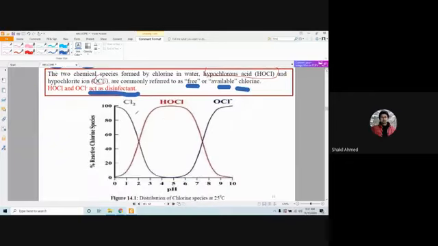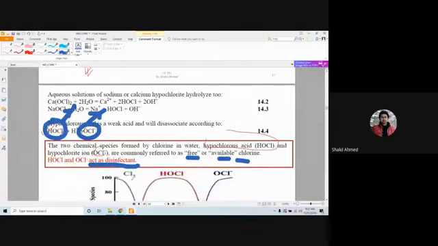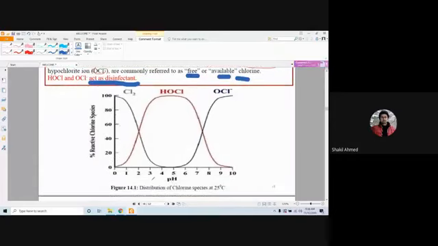Now, if you add chlorine into the water, which species will you get? Either hypochlorous acid, or hypochlorite ion, or chlorine itself. It depends on the pH of the water. This figure shows pH on the x axis and on the y axis the percentage of chlorine species. That's also a type of concentration.